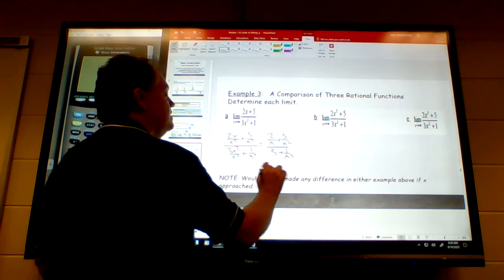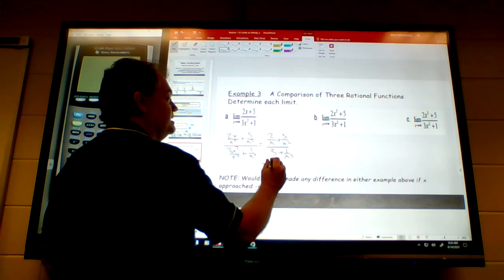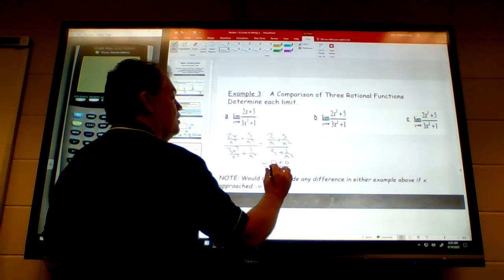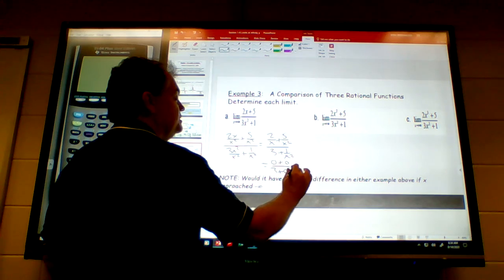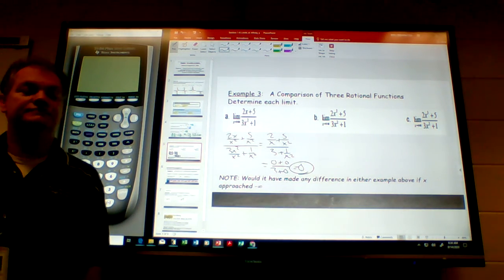Well, if you look at this, each one of them has a limit of 0 with the exception of the 3. So I got 0 plus 0 over 3 plus 0, which is just simply 0.